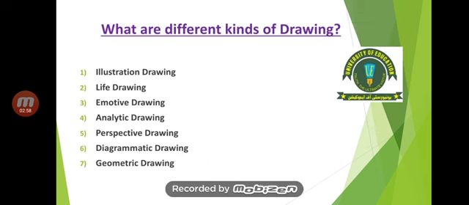Now let us discuss the different kinds of drawing. There are 7 different kinds of drawing. The first one is illustration drawing. Second is life drawing. Third is emotive drawing. Fourth is analytical drawing. Fifth is perspective drawing. Sixth is diagrammatic drawing. And the seventh one is geometric drawing.